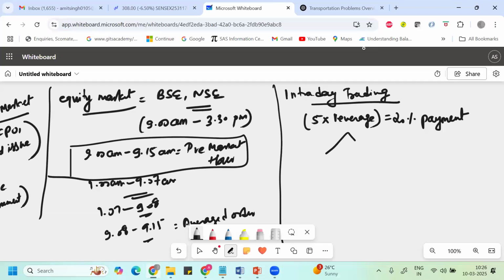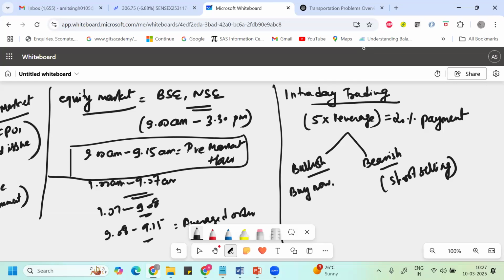So stocks can be either bullish or bearish. Whichever stocks you feel are bearish, you can do short selling on them. You can sell them first and buy them back before 3:15 p.m. Or whichever stock you feel is bullish, you can buy it now by paying 20%, and then before 3:15 p.m. you have to sell it, or exit from the position. So when we do intraday trading, we can buy now and sell later before 3:15 p.m.